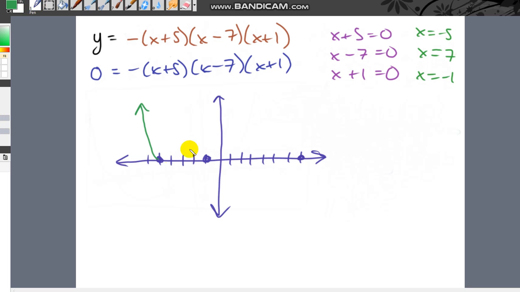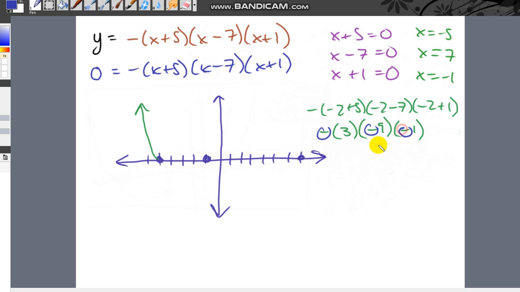Okay, next what I see is we want to choose a number that's between -5 and -1. Okay, so let's try -2. So we try -2. So negative times -2 plus 5 times -2 minus 7 times -2 plus 1. So this is going to be a negative times 3, and then we have -9, and this is going to be like -1. So what we have is 3 negative values. So the 3 negative values imply that this value is less than 0, since y is less than 0 for x equal to -2. So as you can see here, the y value is going to be underneath. So when we graph this, this is going to be coming like this.